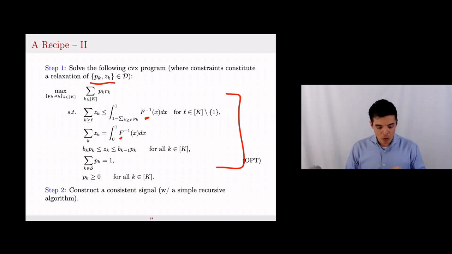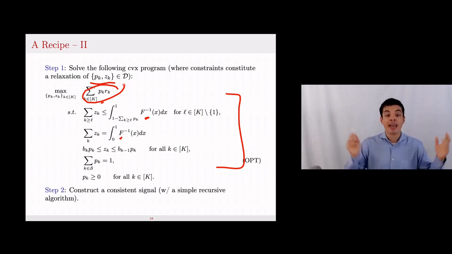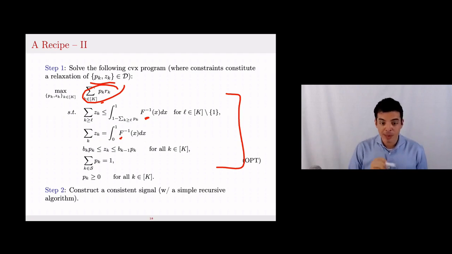So I'm going to impose these constraints, and my objective is to maximize the expected payoff. Remember, pk basically captures the probability with which I send signal k. When I send signal k, the posterior mean is in the interval bk minus 1 to bk, and I collect the reward of rk. So this is my expected reward. So I'll search over the pz tuples that satisfy the consistency requirements, or rather a relaxation of it, and I'll find the tuple that maximizes my expected payoff.